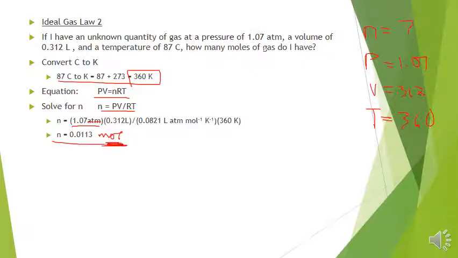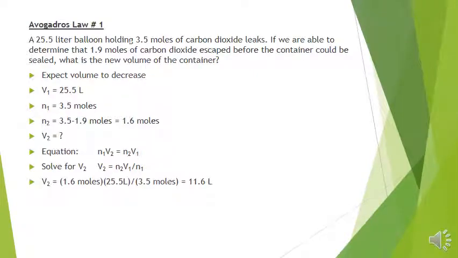Don't forget your units. Finally, Avogadro's law. Avogadro's law says if you change the number of particles, the volume has to change in the same direction. So if you decrease the number of particles, the volume would have to decrease as well. There's no temperature, so you don't have to worry about changing the temperature. You can just leave the units the way they are.